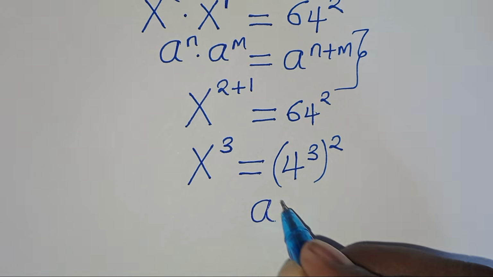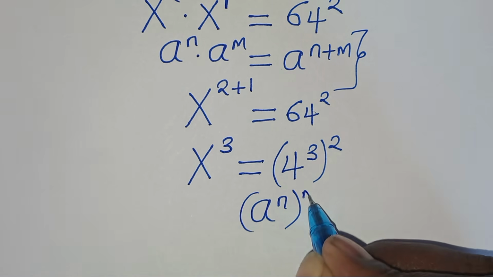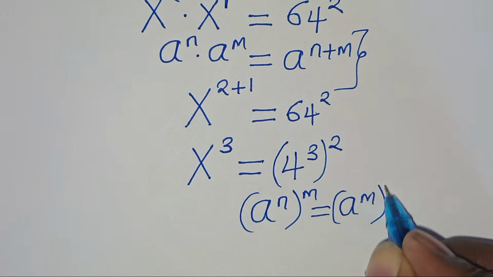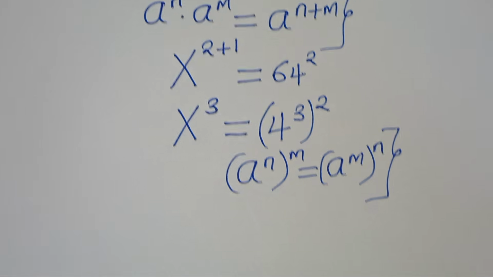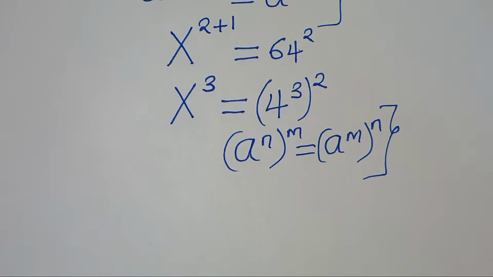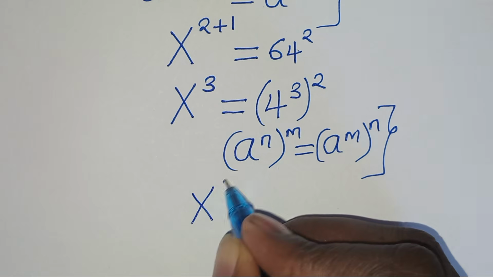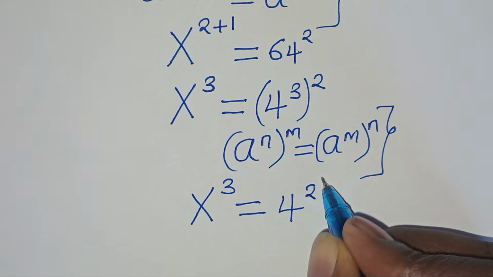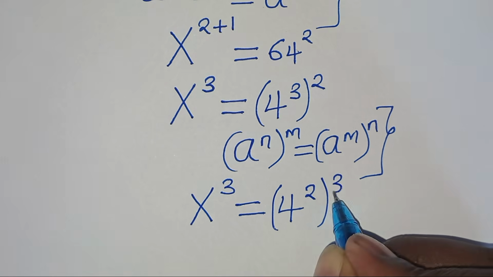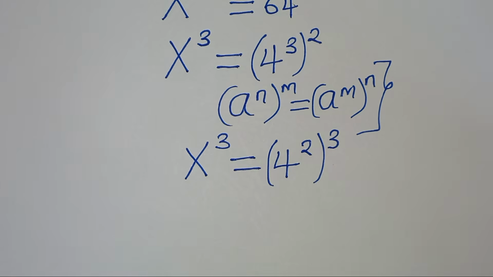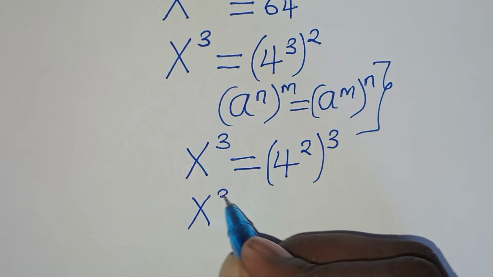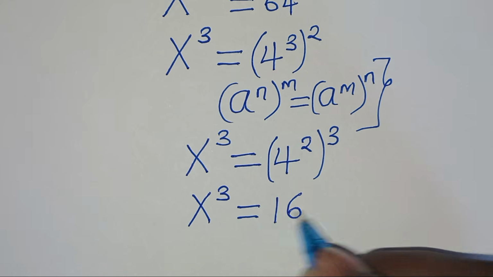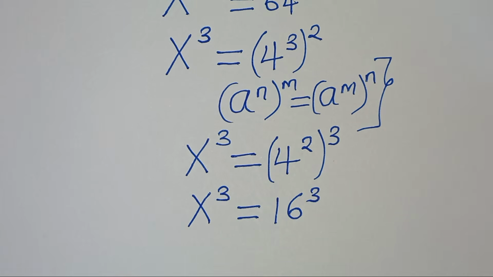This is in the form of a to the power of n raised to the power of m, which we can express as a to the power of m raised to the power of n. Applying this property, we have x raised to the power of 3. This is equal to 4 raised to the power of 2, then raised to the power of 3. So x to the power of 3 is equal to 4 squared, which is 16, then raised to the power of 3.